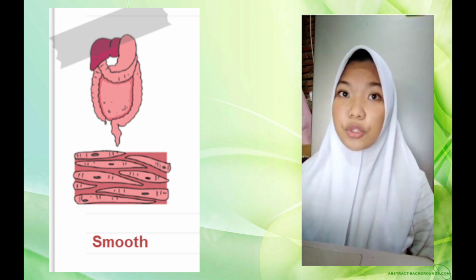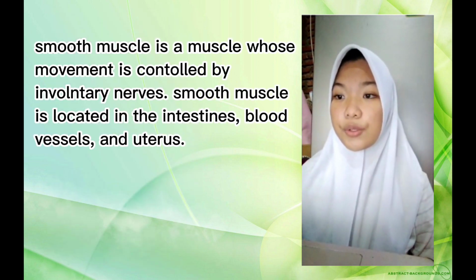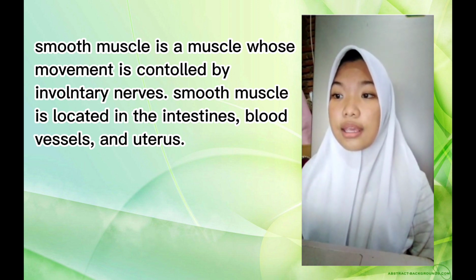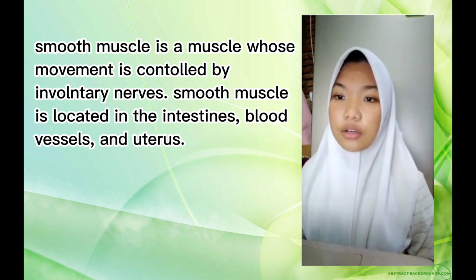Second, there are smooth muscles. Smooth muscle is a muscle whose movement is controlled by involuntary nerves. Smooth muscle is located in the intestines, blood vessels, and uterus.